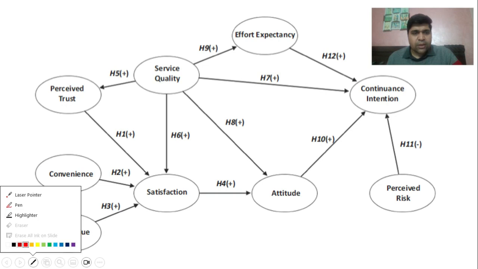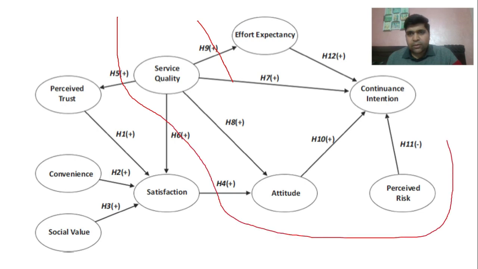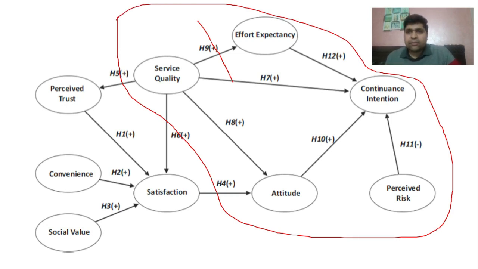Now you see that I'll take a pen and I will make a cutoff here. This stage, this one. Okay. So I have taken basically this model. I have taken this as an example. Earlier, I have taken four variables: service quality, effort expectancy, attitude, and perceived risk.